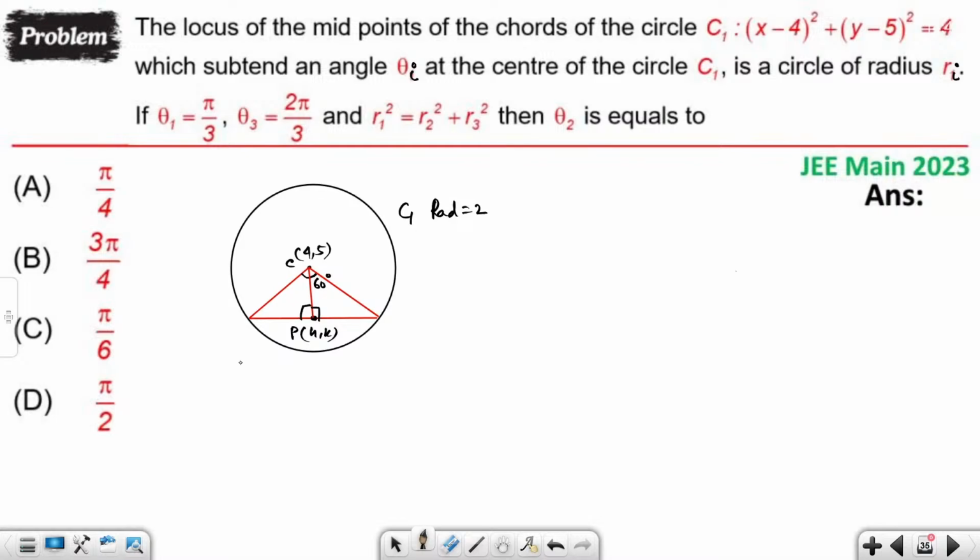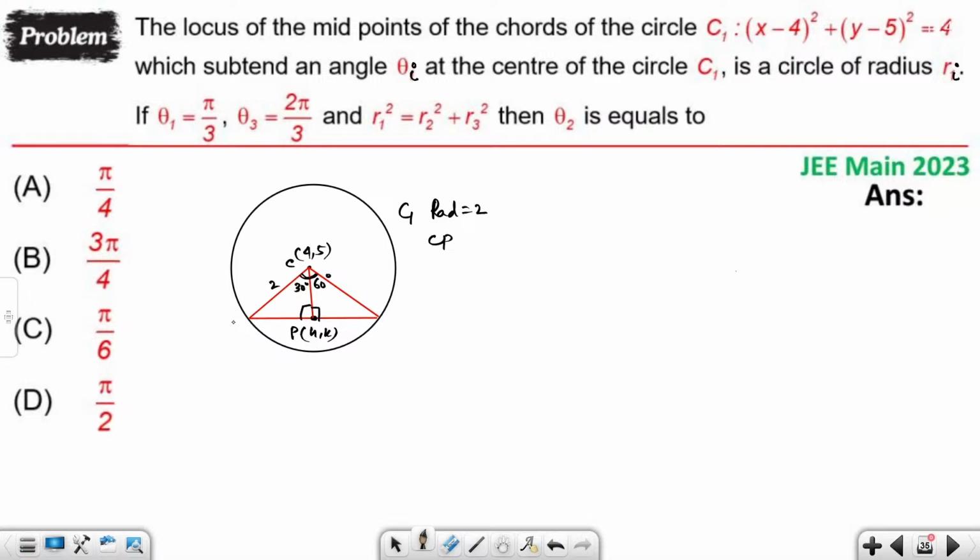This is 90 degree, right? Now, if the angle subtended at the center of the circle is 60, then this angle will be 30 degree. Okay? And the radius of this circle is 2. Then tell me, what is the perpendicular length CP?